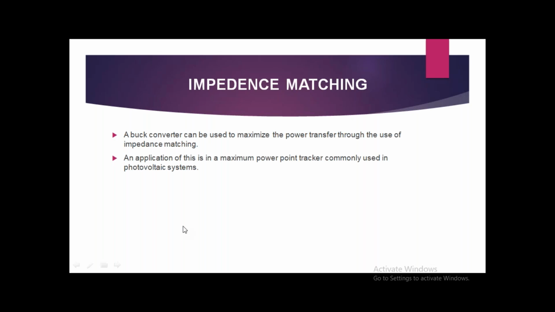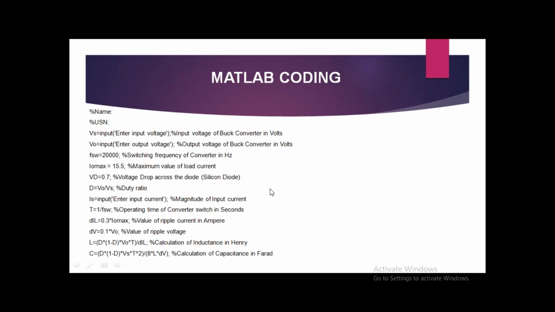Next slide, please. Now we are going to talk about impedance matching. The buck converter uses this impedance matching technique to maximize the power transfer. We can find the application of impedance matching in the maximum power point tracker, which is used in photovoltaic systems. So the next slide, the coding slide, will be described by my friend Aman Shah.